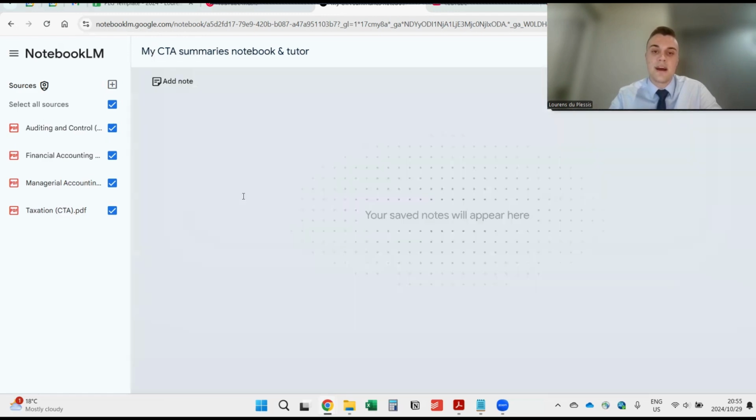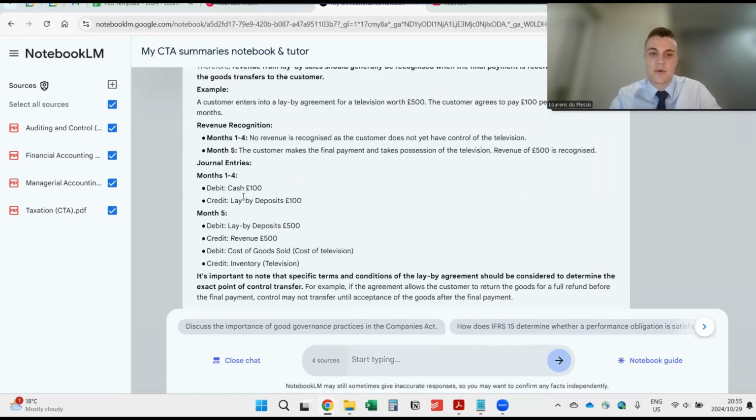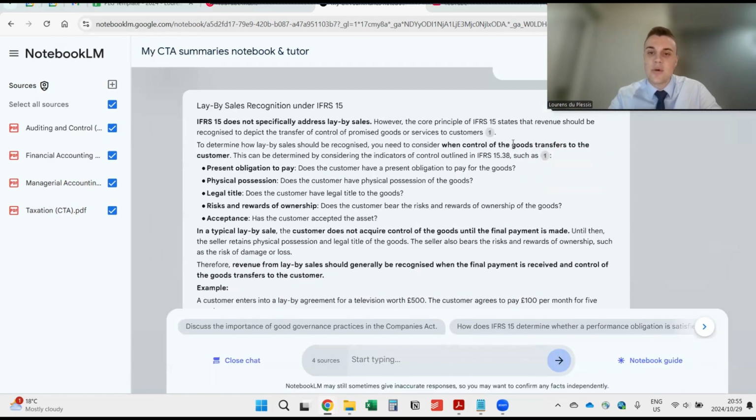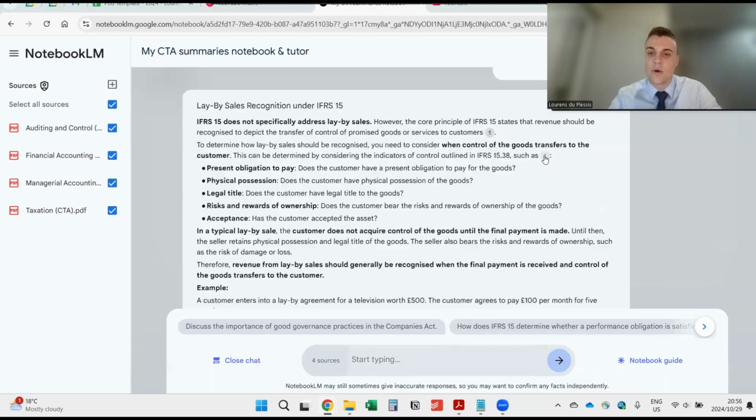So another nice feature of this app or website, whatever you want to call it, is that it has references. So you can see here, it actually has like a little one here, a little one here.